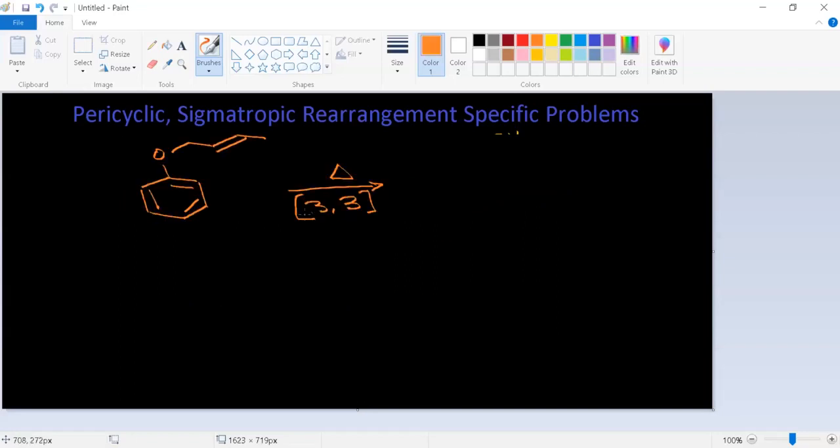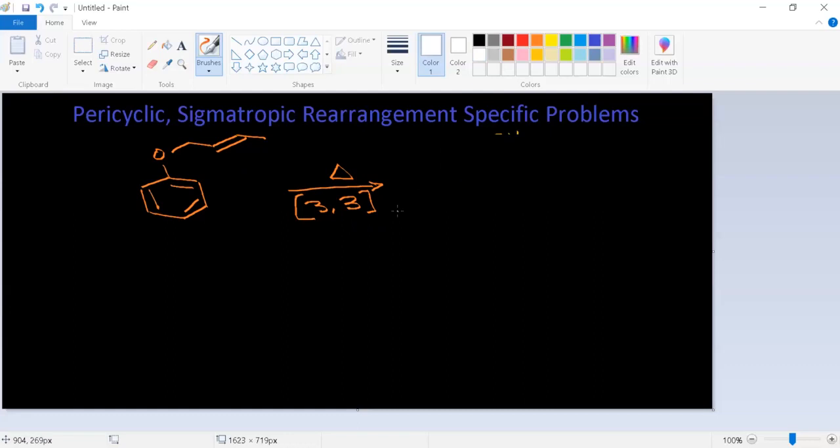Okay, so on this problem, I'm giving you the reactant. I'm telling you to do a 3,3 sigmatropic rearrangement, and I'm also telling you that it is done with heat, so some thermal conditions. So go ahead and try to figure out what the product would be, and then we can talk about it after.